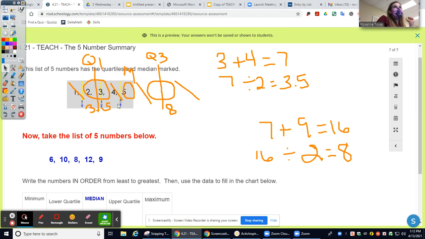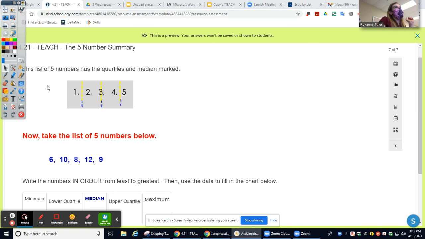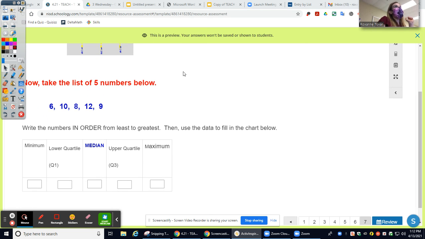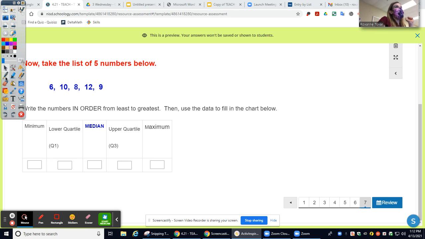All right, let's go ahead and let's look at this last one. It says the list of 5 numbers has the quartiles and median marked. Now we're going to take our 5 numbers below, and we're going to find our 5-number summary. So we have to remember to write them in order first. So I'm going to write 6, 8, 9, 10, and 12.